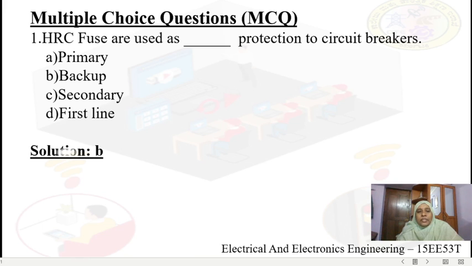The answer is option B, backup. When I was explaining to you regarding the HRC fuse, I told you HRC fuses are used as a backup for circuit breakers. In any case, if the circuit breakers are not working, if they are under a faulty condition, or suddenly if they are not able to perform their function, then HRC fuses will take the charge of the circuit breaker. They do the same function that the circuit breaker does. That is why they are used as a backup. So your answer should be option B, backup.